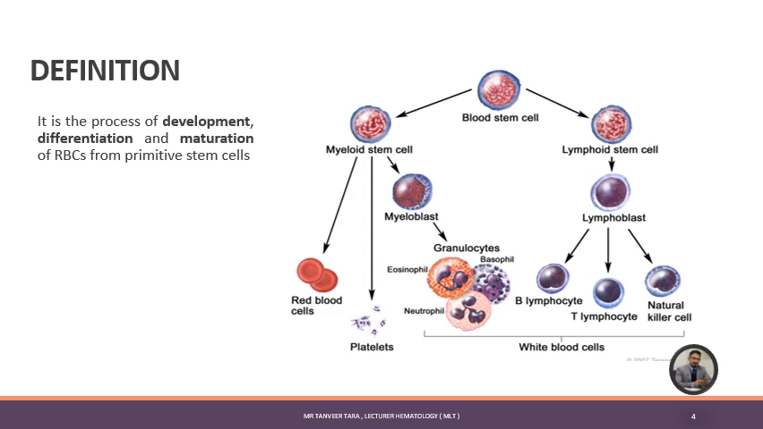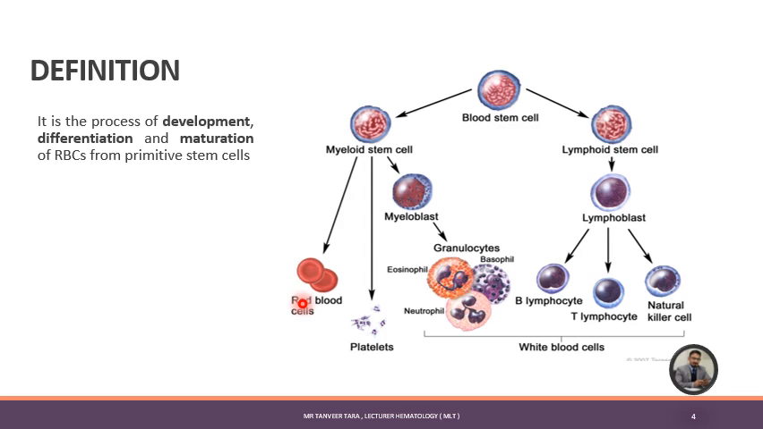So on this slide, let's start erythropoiesis. Erythropoiesis is the process of development, differentiation, and maturation of red blood cells from primitive stem cells. Whenever the pluripotent stem cell goes toward maturation, that is maturation of the red blood cell, this is known as erythropoiesis.